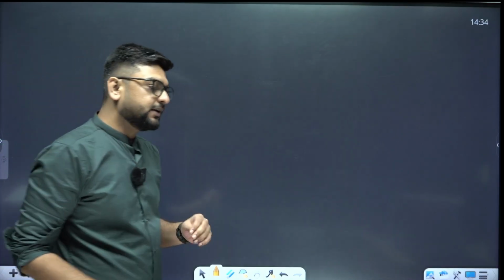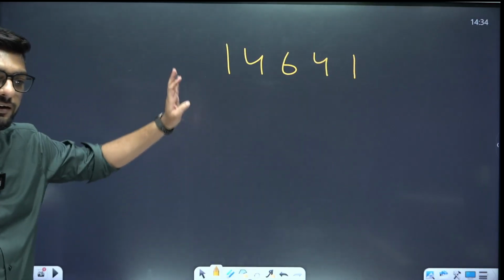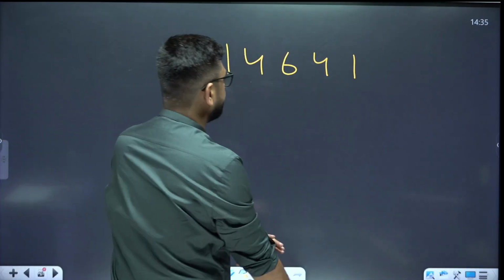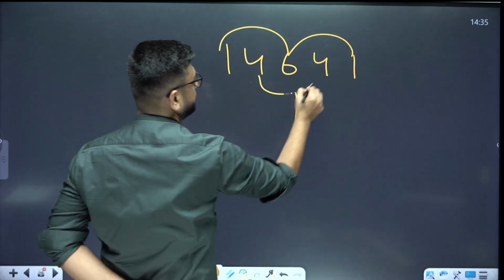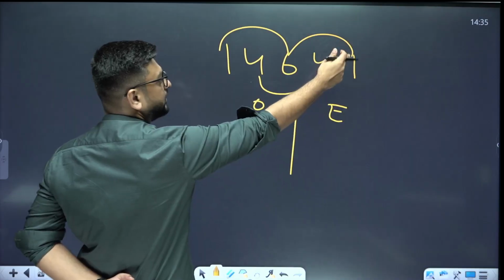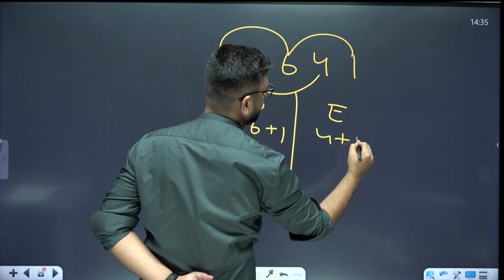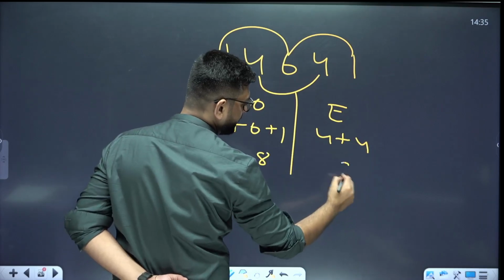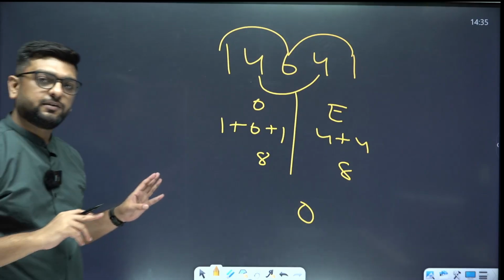Next part would be, tell me one thing. If I take 1, 4, 6, 4, 1, this is a 5-digit number. So now what will happen? We'll take again the same way, odd positions and even positions. This is odd, this is even. 1 plus 6 plus 1, and this would be 4 plus 4. 1 plus 6 is 7. 7 plus 1 is 8. 4 plus 4 is 8. 8 minus 8 is 0. Clear? This is how we'll do it for 5-digit numbers.